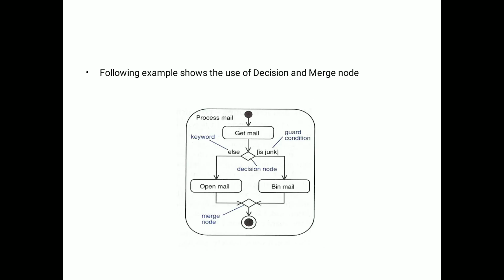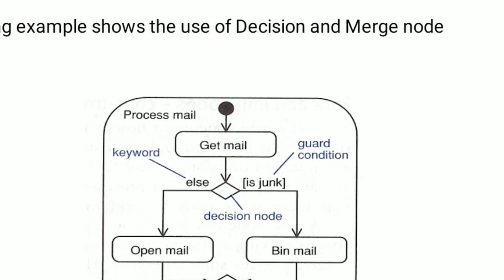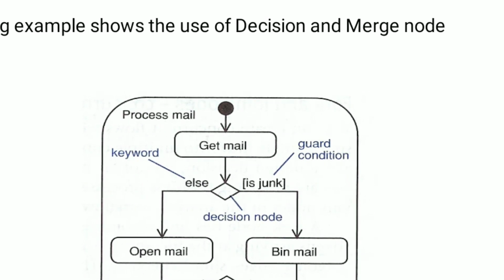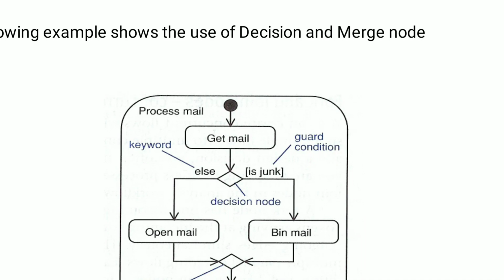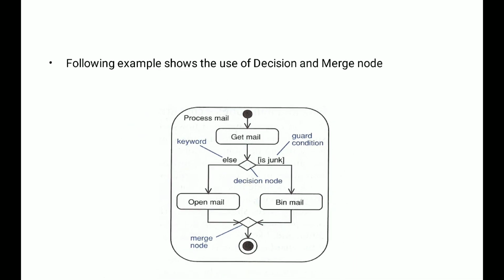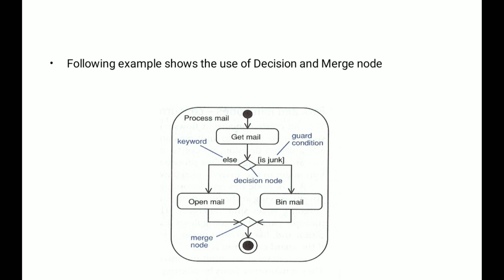With a good example, we will see it. Now see, this is a good example of decision and merge node. So initial is here, then the process mail diagram is this: get mail, and if the mail is a keyword or it's a junk, if keyword, then open mail, if it is a junk or garbage condition, bin mail, then the merge node, and finally your end. So this is a good use of decision and merge node.